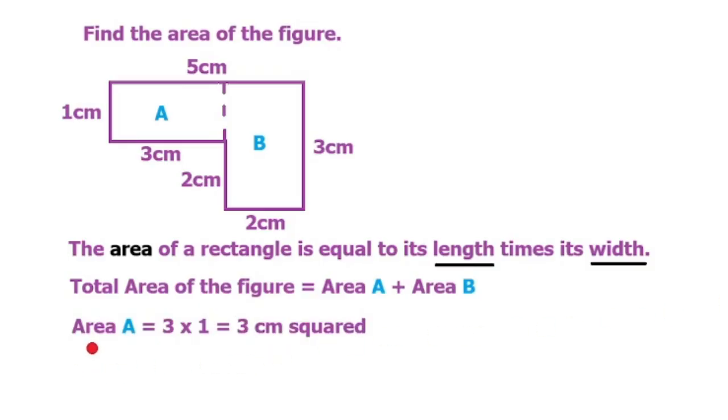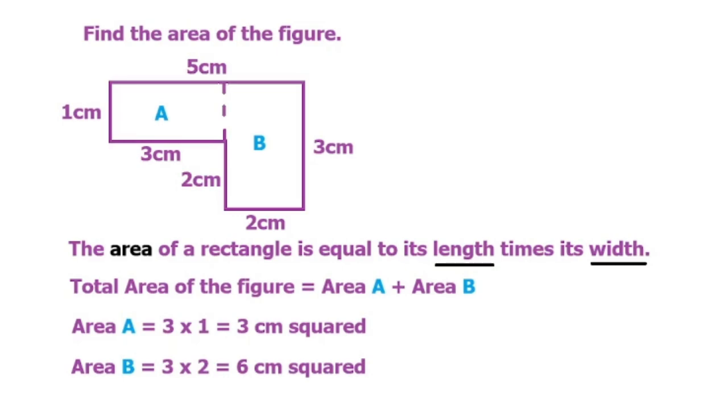So like I said, the area of rectangle A is calculated by multiplying 3 times 1, because we know the length is 3 and the width is 1. So 3 times 1 is 3 centimeters squared. Don't forget to put the units as squared because that's how you calculate area. So then the area of rectangle B is the length times its width, which is 3 times 2, which is 6 centimeters squared.